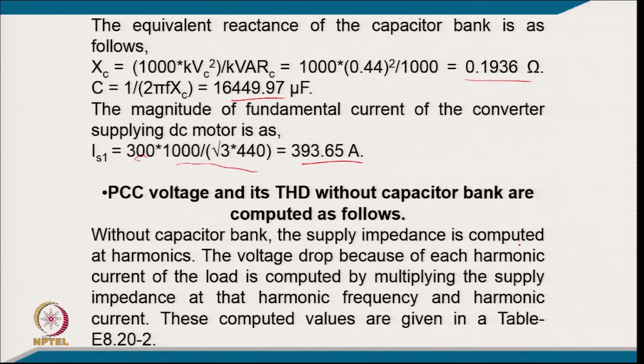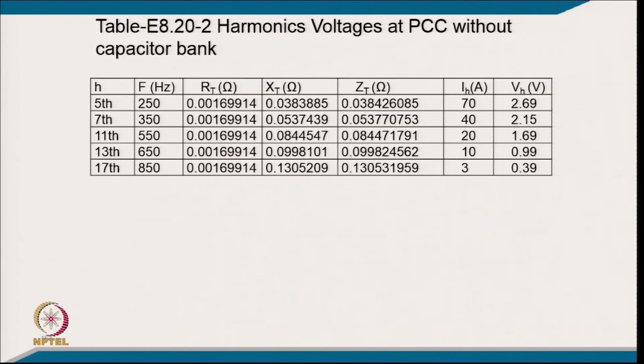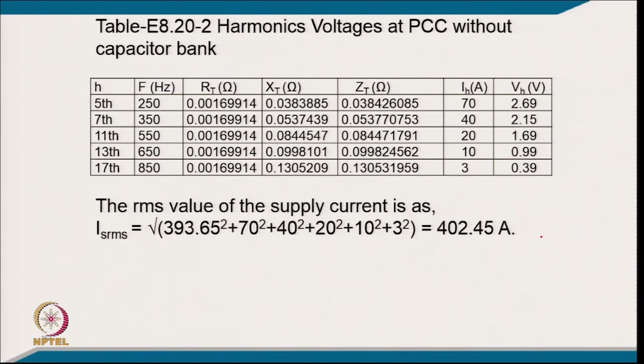So, without the capacitor bank the supply impedance is computed at the harmonics. The voltage drop across each harmonic current of the load is computed by multiplying the supply impedance at that harmonic frequency and the harmonic current, and these values are given in the table. So, these are the harmonic order, the harmonic frequency, the total resistance, the reactance, the total impedance, the harmonic current, and the harmonic voltage at the point of common coupling, because you multiply this with this, and from this you can find the RMS value.